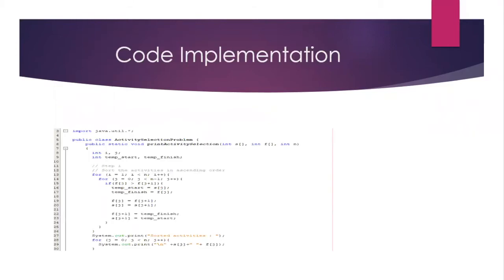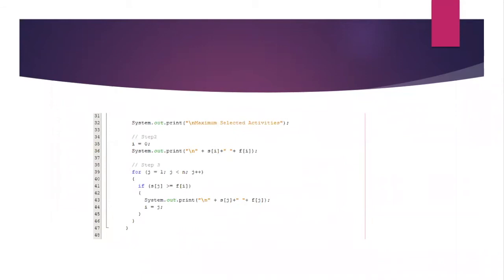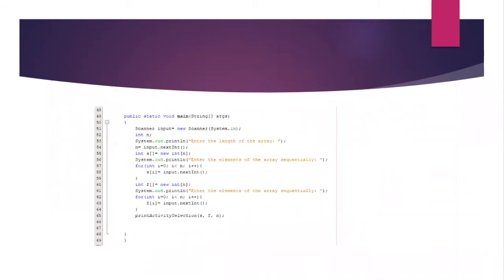Here is the code implementation of the activity selection problem. First, I want to explain the main function. Here I have taken a variable named n which contains the number of activities. Then I have taken two arrays named S and F which contain the starting time and finishing time sequentially. And I also declare a function which takes S, F and n, that means starting time, finishing time and the number of activities.